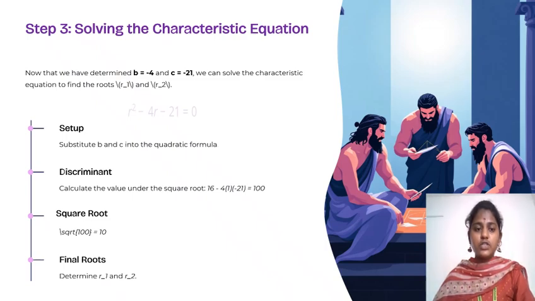Next, substitute b and c into the quadratic formula. Next, calculate the value under the square root. 16 - 4 times 1 times (-21) = 100. Then, as we know that the square root of 100 is equal to 10, the final roots are, we should determine r1 and r2.